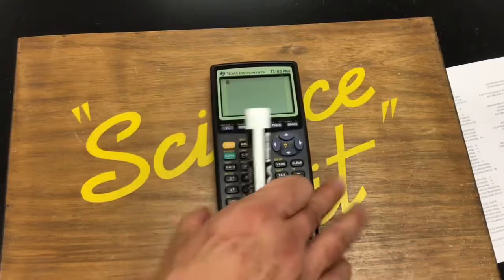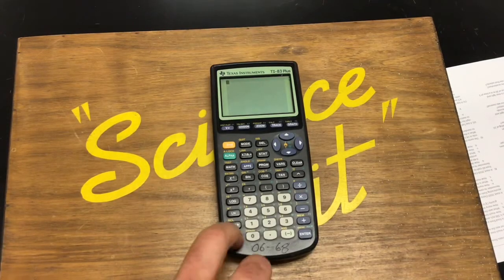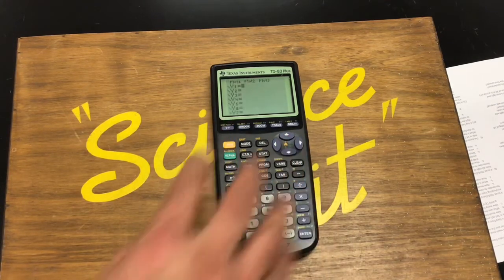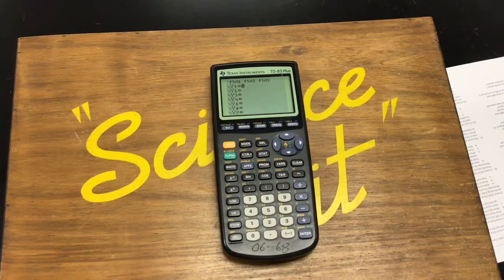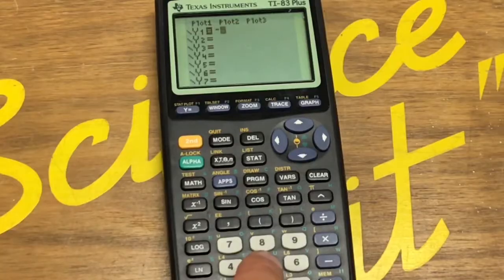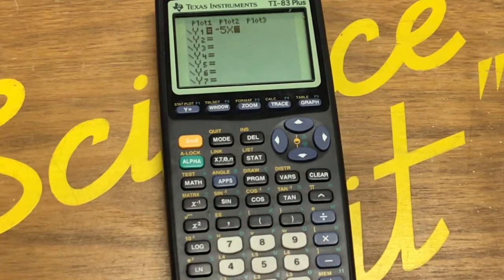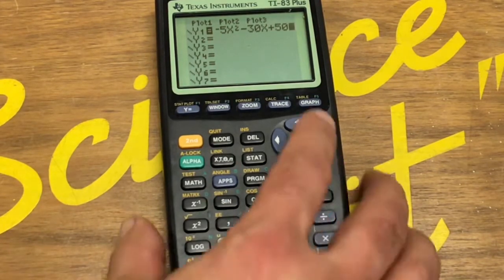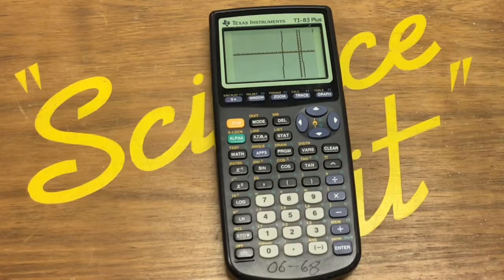You grab the calculator, part of your science kit, turn that thing on, hit the y equals button, and then take that equation that you have: negative 5 x t squared, et cetera. Hit that little x squared button. Don't use the caret 2 in this case. Minus 30 t, minus 30 t x, and then plus 50, plus 50. And then you can graph that thing.